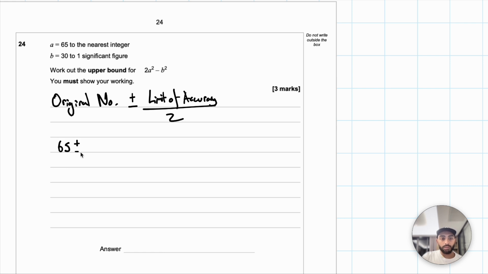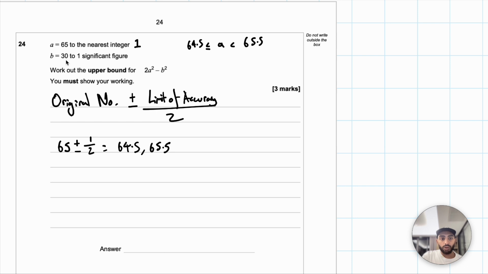I'm going to plus and minus the limit of accuracy, and that just means what has it been rounded to. This one is to the nearest integer, which is the nearest whole number or the nearest unit. So I'm doing 65 plus or minus 1 divided by 2. So the smaller of those two numbers will be 64.5, and the larger of those two numbers will be 65.5. If I want to write this as an error interval, I know A is somewhere between 64.5 and 65.5. And it could be greater than or equal to 64.5 or anything smaller than 65.5.